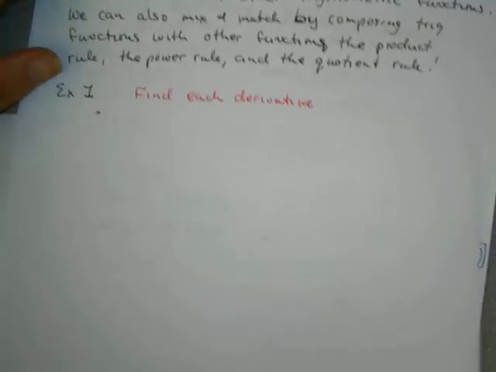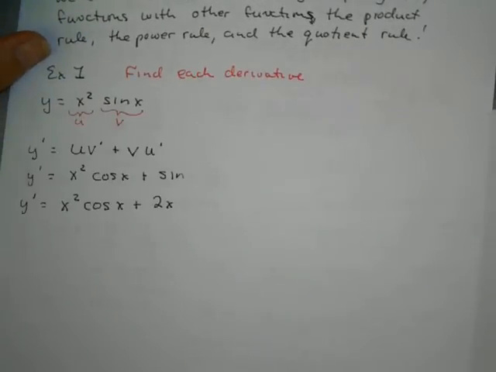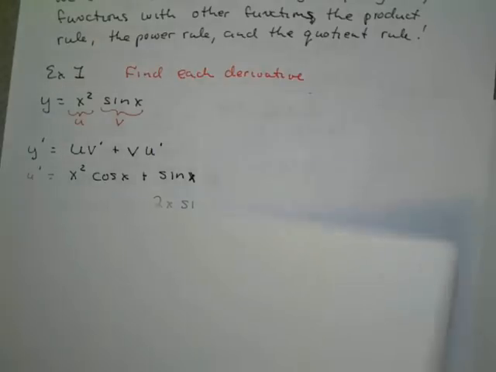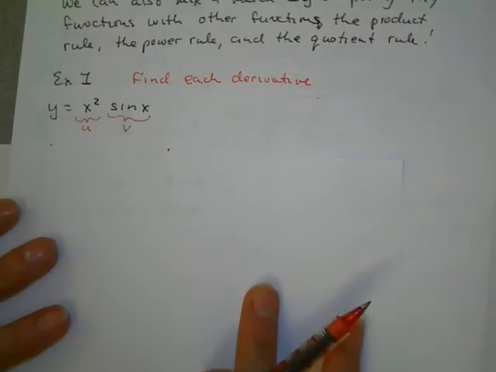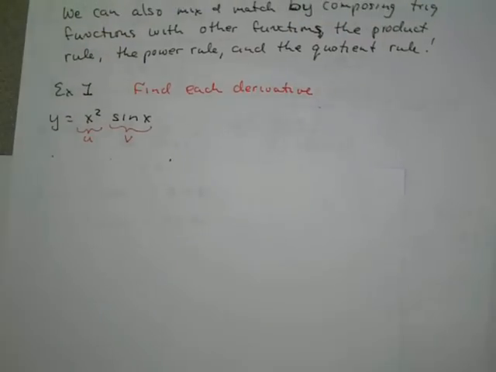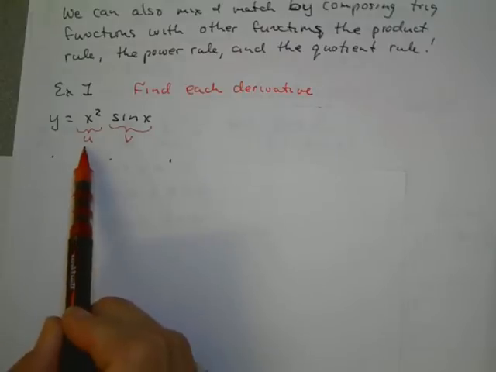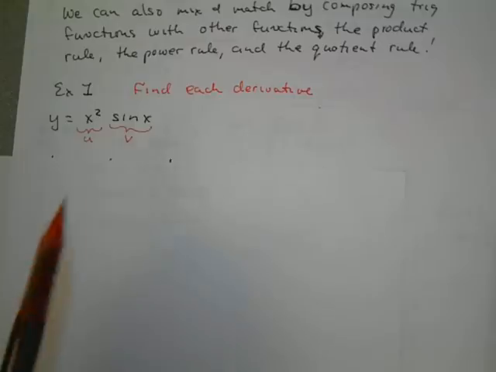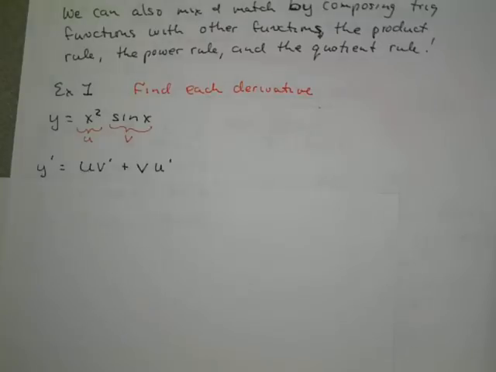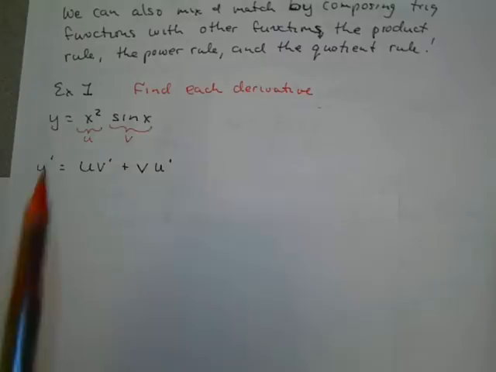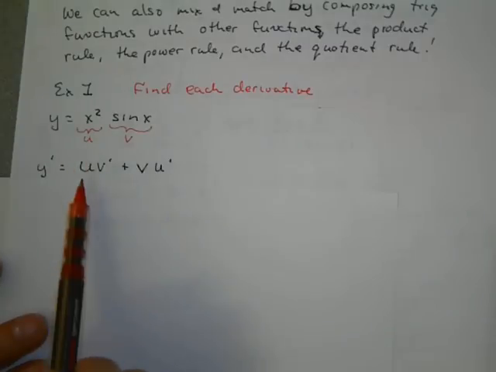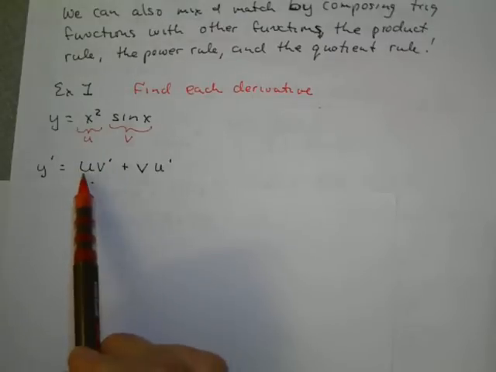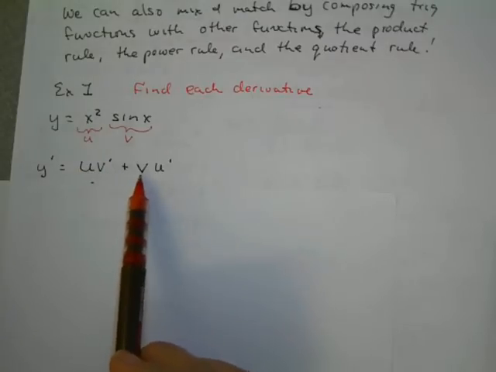So that said, we're going to look first at finding the derivative of y equals x squared times the sine of x. And we look at that as a composition of u, x squared, times v, sine of x. So the first thing you probably would want to do is write out your product rule, because you've got this product of two functions. And that's just going to be the first times the derivative of the second, plus the second times the derivative of the first.